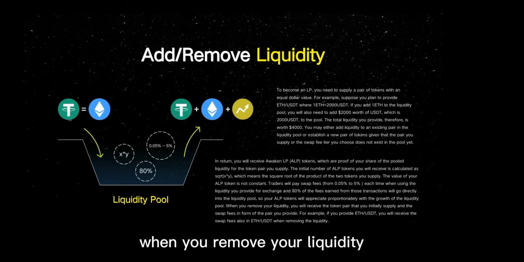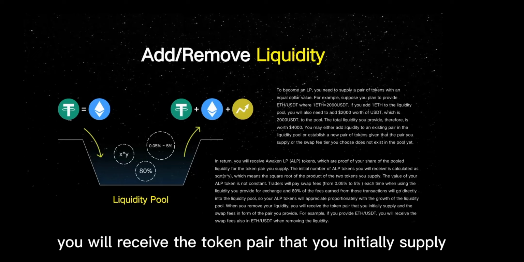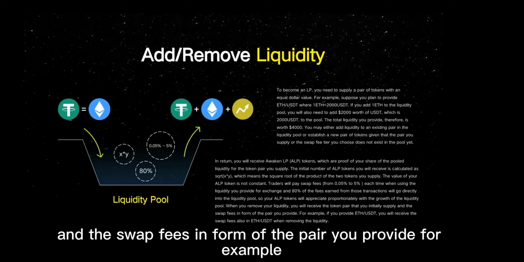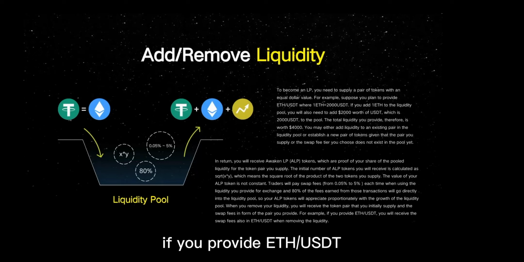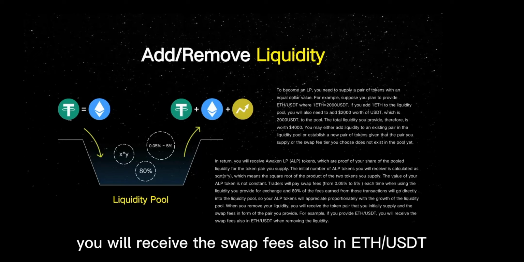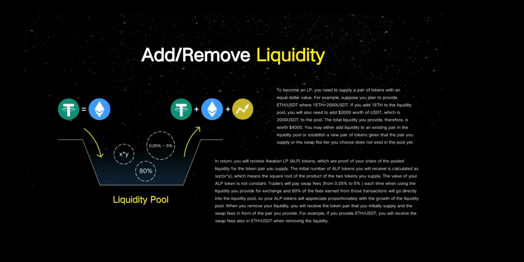When you remove your liquidity, you will receive the token pair that you initially supplied, and the swap fees in the form of the pair you provide. For example, if you provide ETH to USDT, you will receive the swap fees also in ETH and USDT when you remove the liquidity.